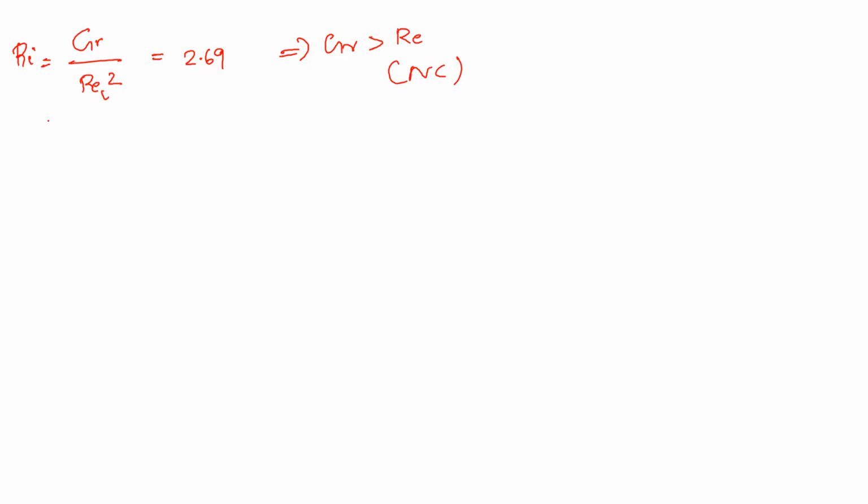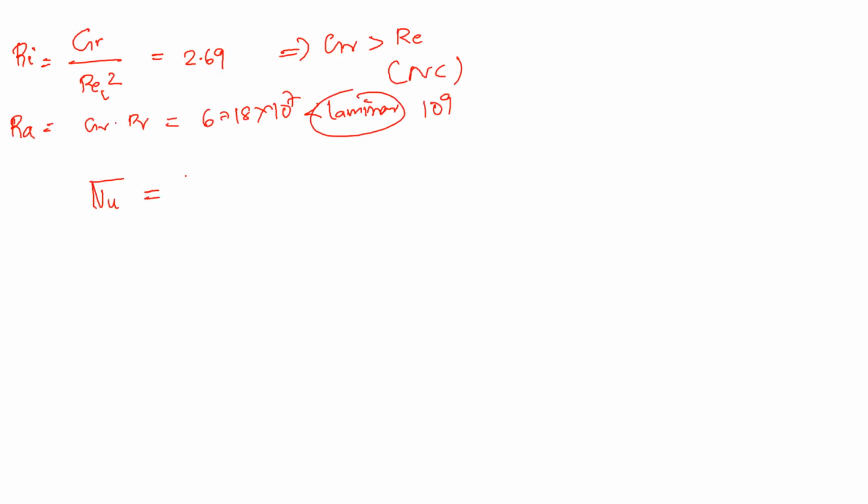We also calculate the Rayleigh number. Rayleigh number comes to be Gr into Pr, which is equal to 6.7187 into 10 raised to 7, which is actually in the laminar zone, less than 10 raised to 9. So we will use the appropriate correlation.